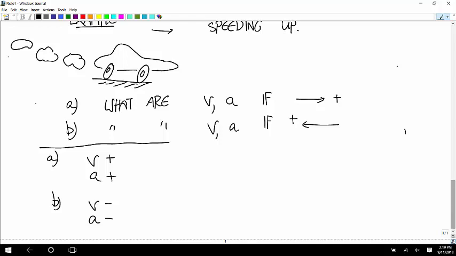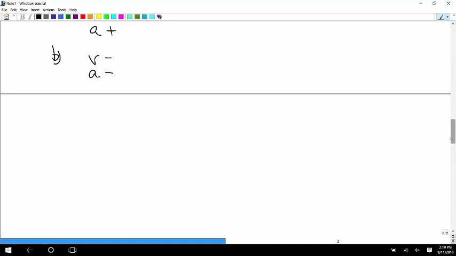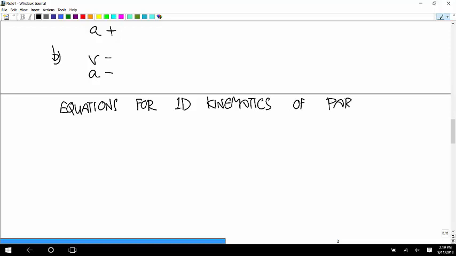Okay, so now these are the most important three equations that we've talked about so far. These are the equations for 1D kinematics of particles with constant acceleration. So this doesn't work for everything, but the kind of problems we're going to do in this class have constant acceleration.